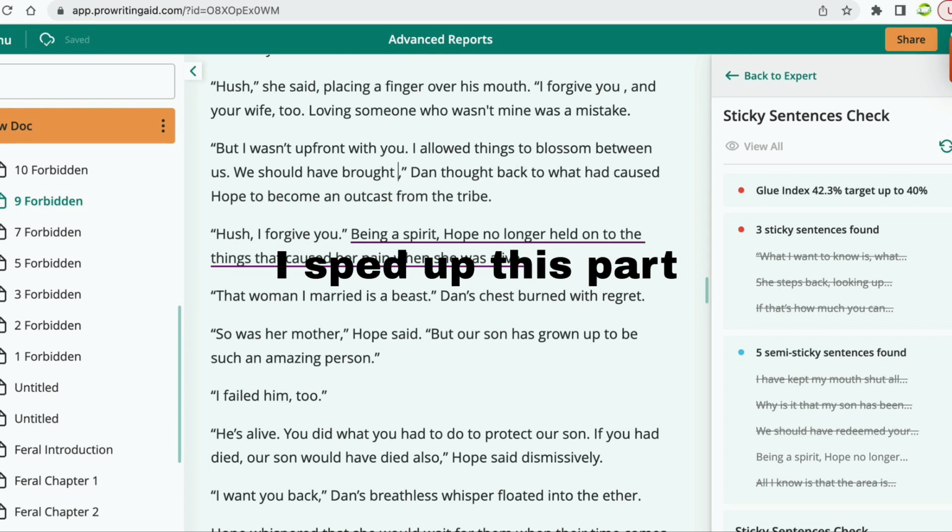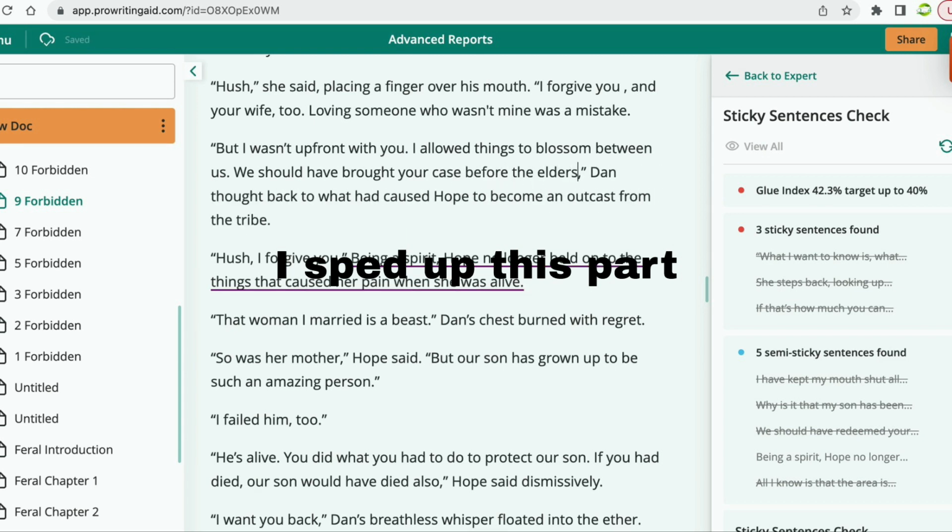Actually, yeah, they would say it. That's the truth. In their customs, that's what should have been done. "We should have brought your case before the elders." That's how it should be. That's how it should be said, honestly.